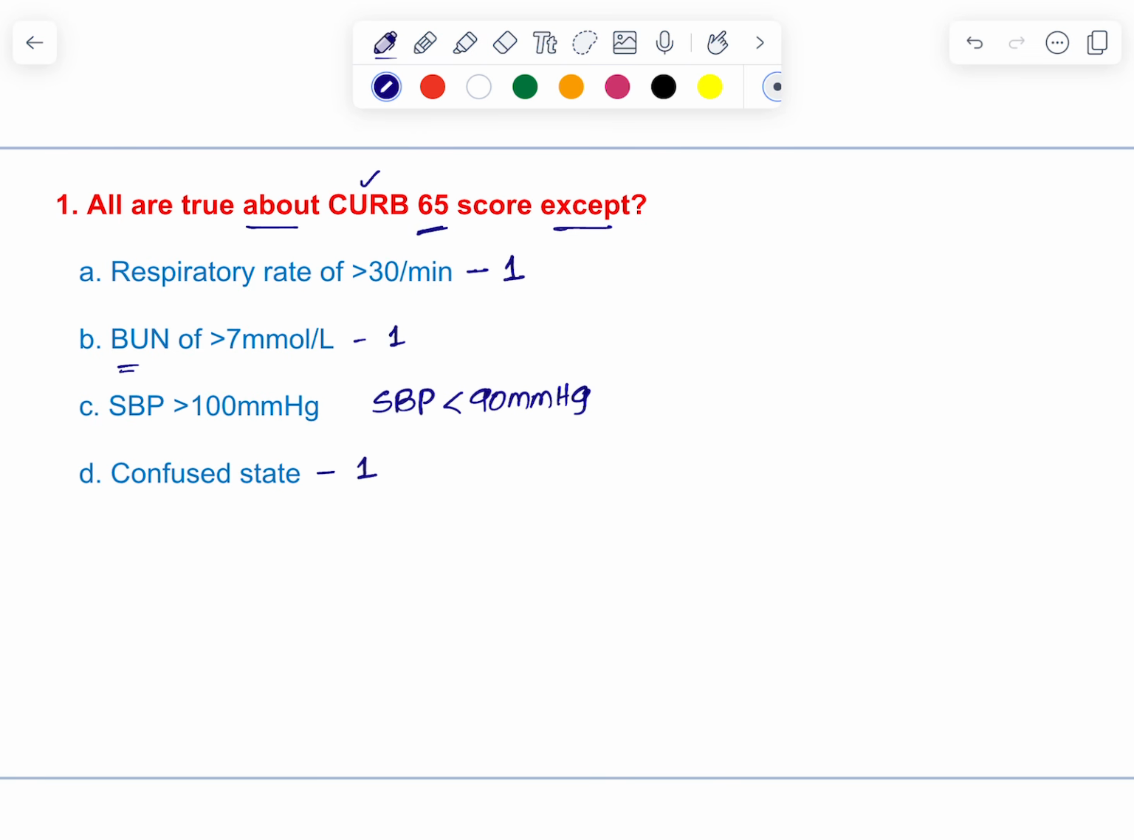And what does this 65 stand for? 65 stands for the age of the individual, right? That is, if the age of the individual is more than 65 years, then we need to give 1 point. And systolic blood pressure, if it is less than 90 millimeters of mercury, then we give a score of 1 point. Okay, so the answer is C, right? The answer is C. So systolic blood pressure should not be more than 100 millimeters of mercury. Systolic blood pressure should be less than 90 millimeters of mercury. All right, next question.